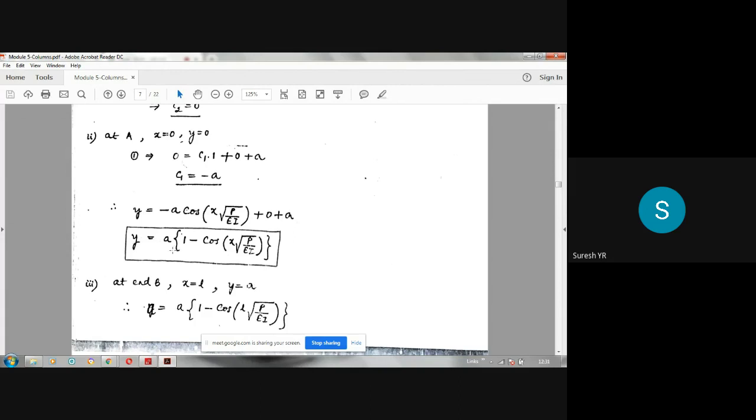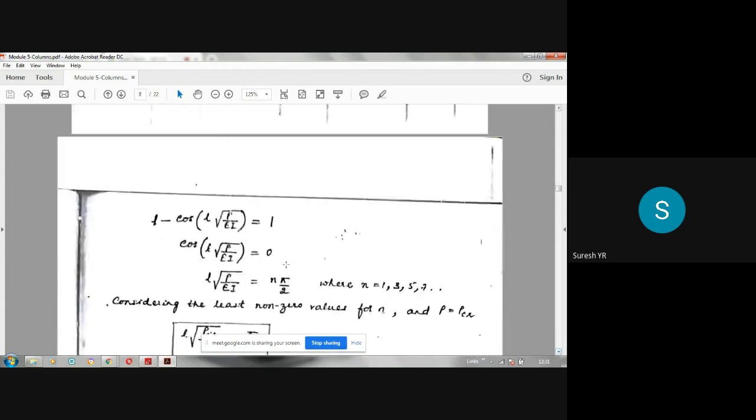So A is equal to A into 1 minus cos of, instead of x you take L, root of P by EI. Now this A and A get cancelled, so in the LHS you get 1. So 1 is equal to 1 minus cos of L into root of P by EI. This 1 and 1 also get cancelled, so you get cos of L into root of P by EI as 0. If you bring the cos to this side it becomes plus, and the 1 you bring to the LHS becomes minus 1. So 1 minus 1 becomes 0.